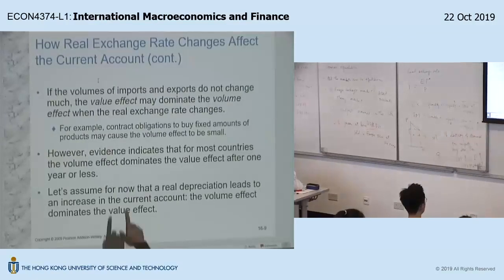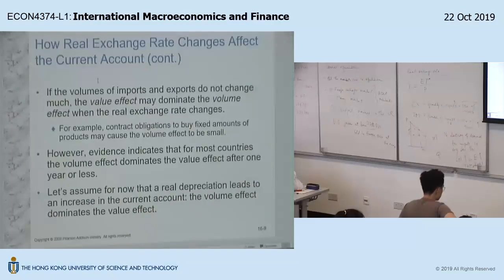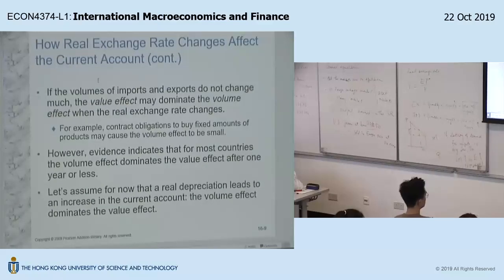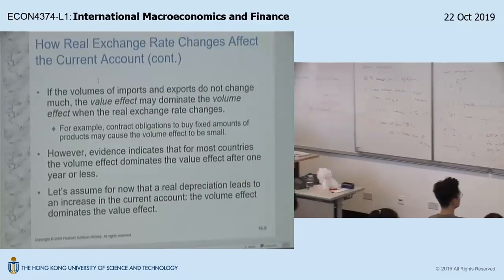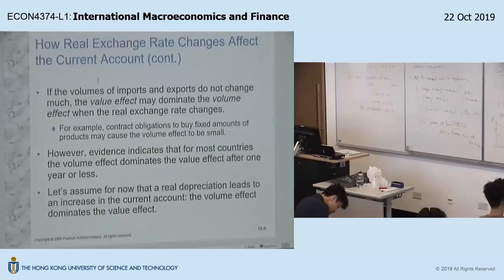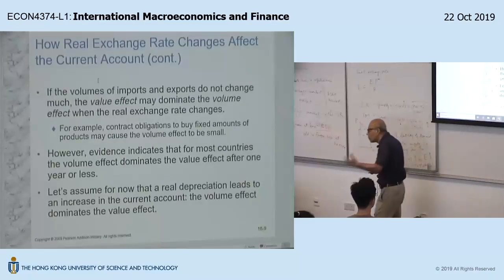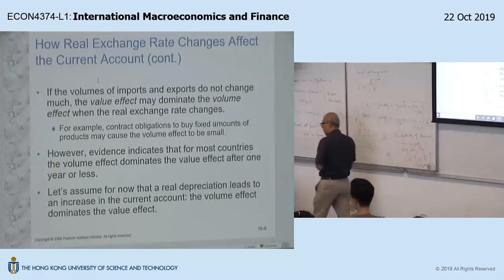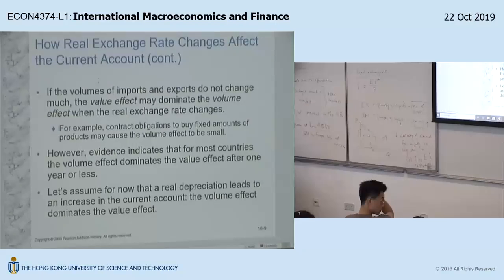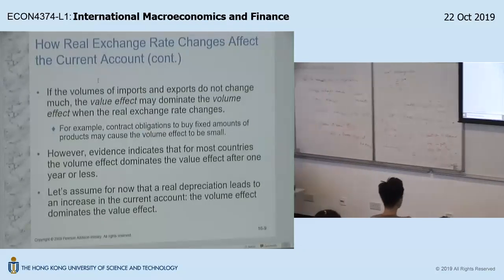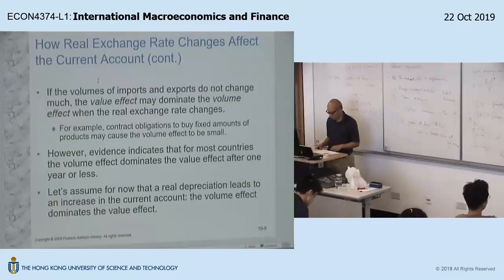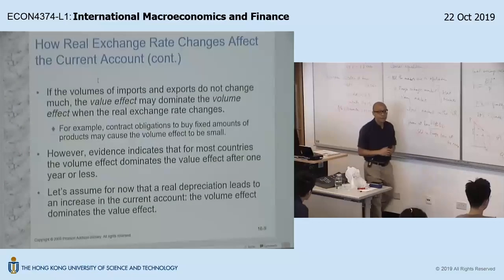The evidence indicates that for most countries, the volume effect dominates the value effect after one year or less. Because of that, the Marshall-Lerner condition is satisfied. Let's assume for now that the real depreciation leads to an increase in the current account. Assume that the volume effect dominates the value effect. In other words, we assume that there is sufficient time for the quantity to adjust to the price change. Does it make sense?